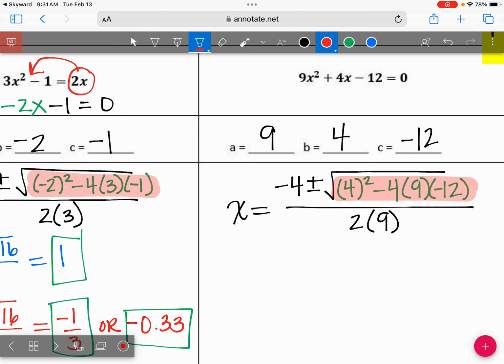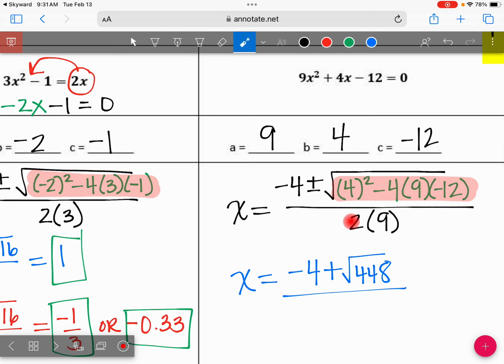You should get a pretty big number this time. What'd you get, Cortez? 448. Anybody else get 448? That's a big number. So in your calculator, we're going to separate it. It's going to be negative 4 plus the square root of 448.